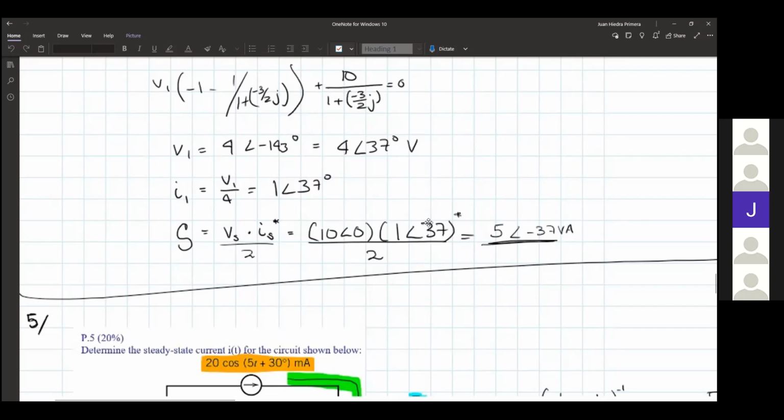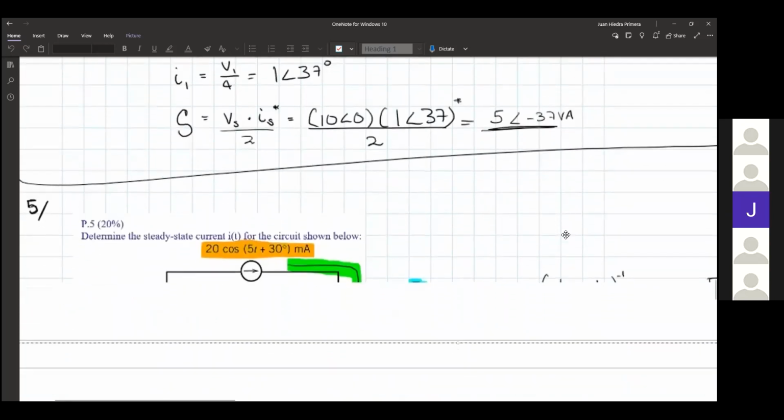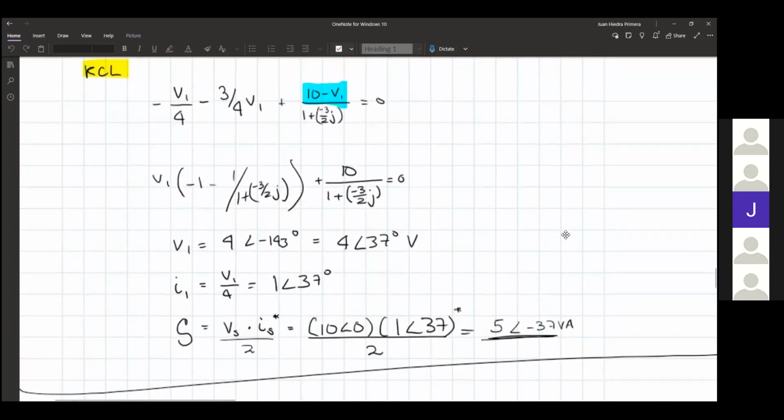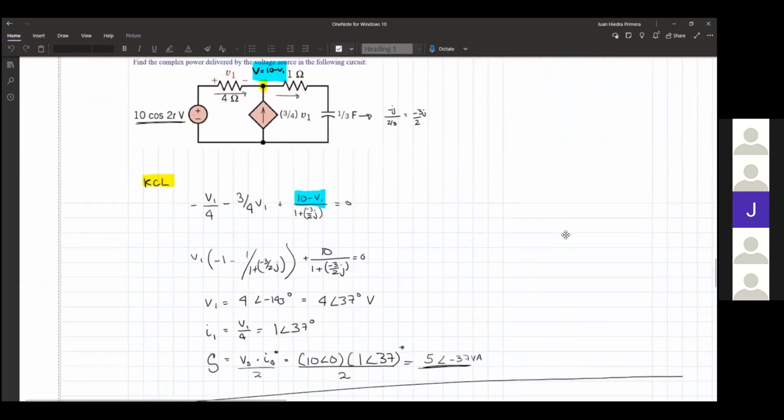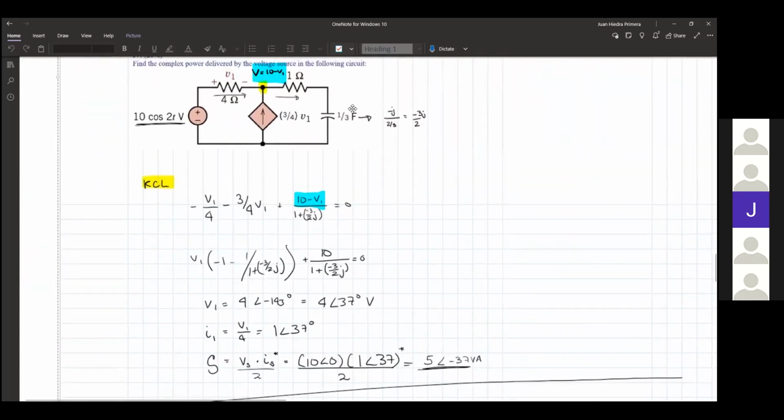This one you actually could do the conjugate of just by hand, because you would just make it negative 10 over 2, 5. The angles in multiplication add, you end up with negative 37. Any questions on that one? It's a pretty straightforward problem if you can do the nodal analysis.